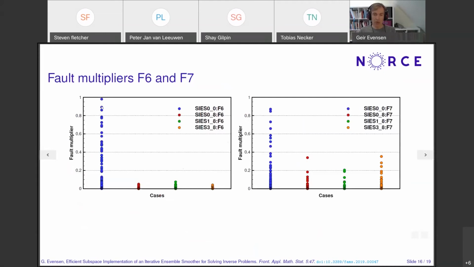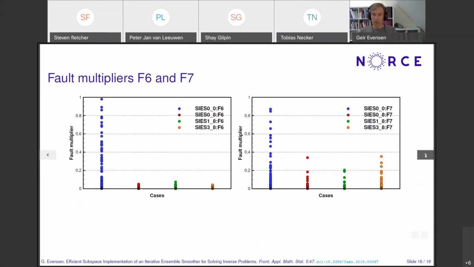This is an example of two fault multipliers. We have the initial multipliers here, and there are 3 cases here now where I'm using different variants of these inversion schemes, and they all give very similar results.